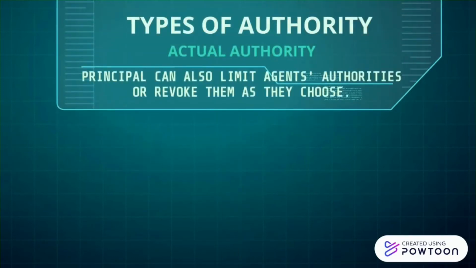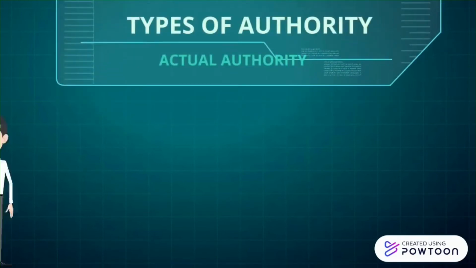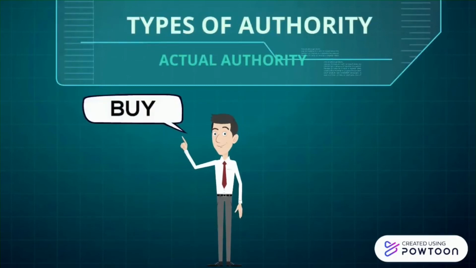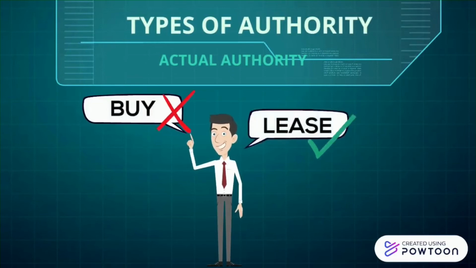The principal can also limit the agent's authority or revoke it as they choose. As an example, a principal who initially tasks an agent with purchasing a piece of real property may amend the instruction to limit the agent's authority to leasing the property instead.